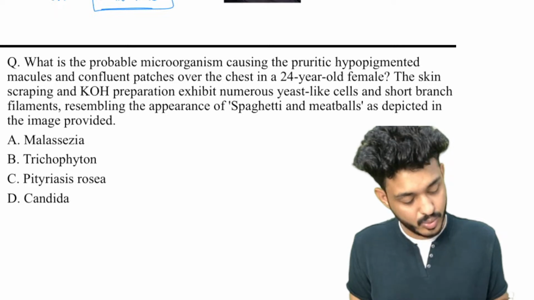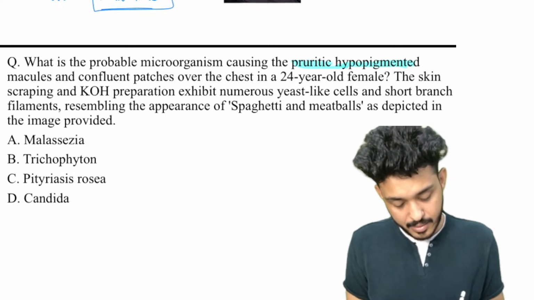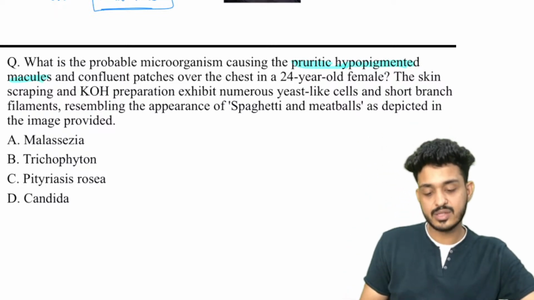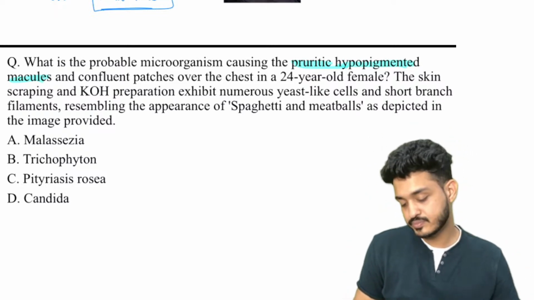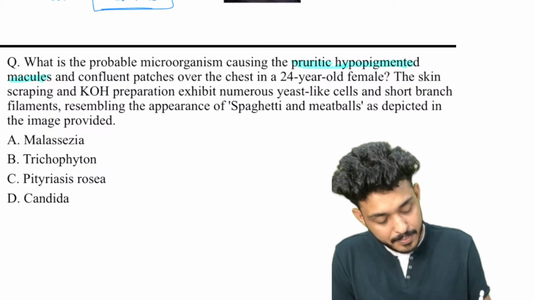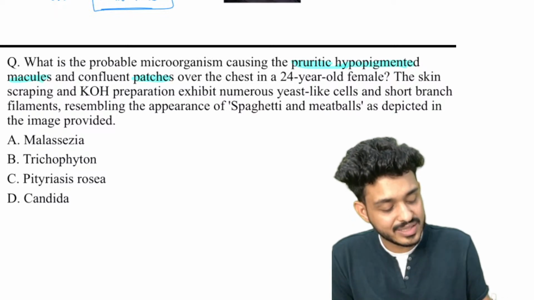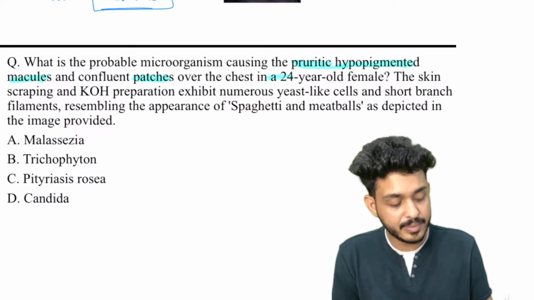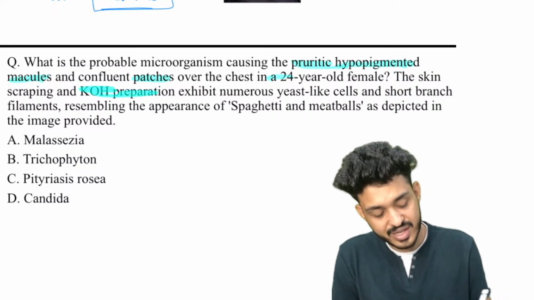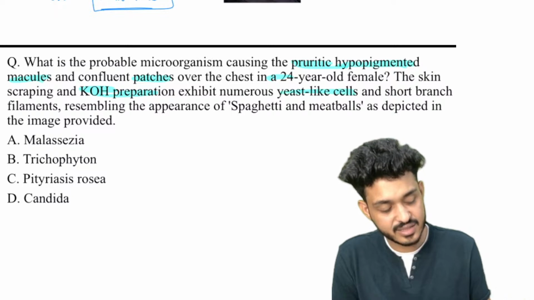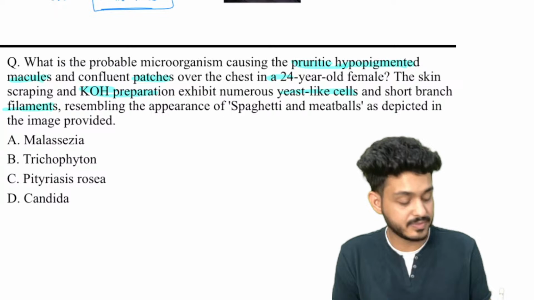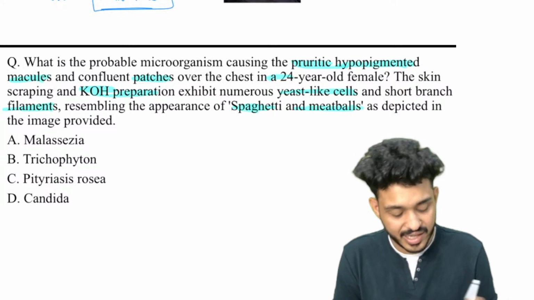Next one, what is the probable microorganism causing the pruritic hypopigmented macules? What is a macule? Try to answer. A macule is a flat lesion. And confluent patches over the chest in a 24-year-old female. The skin scraping and KOH preparation exhibit numerous yeast-like cells and short branched filaments, resembling the appearance of spaghetti and meatballs, as depicted in the image.